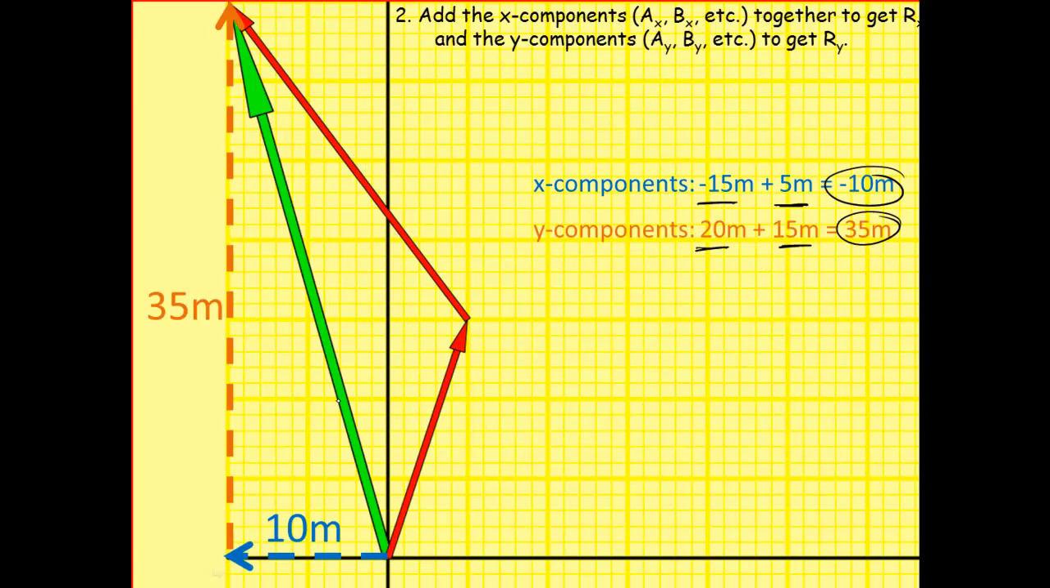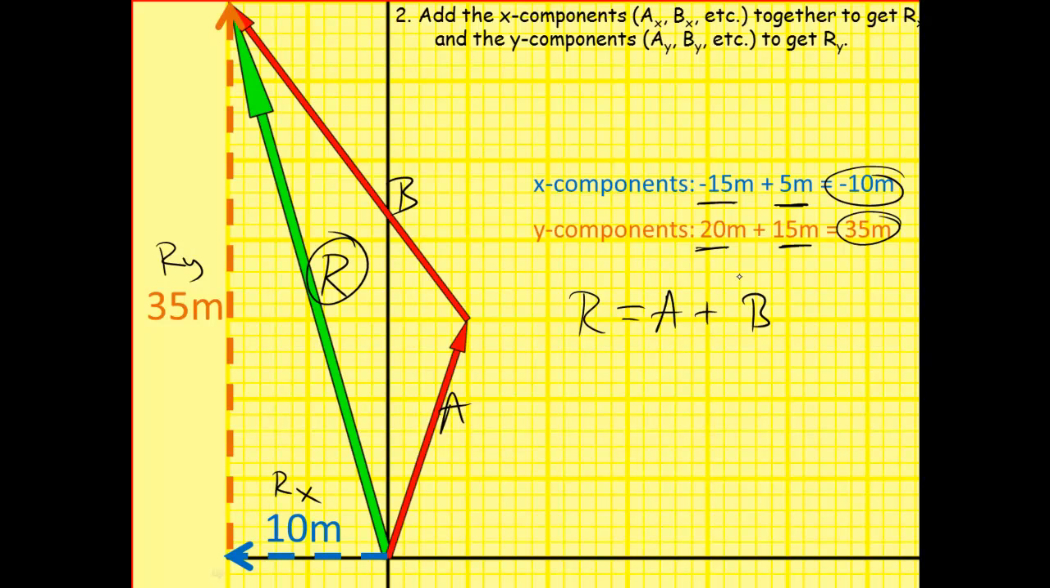Now, those two components make what we call our resultant vector. They become R sub y and R sub x. This R is technically our answer. That's our resultant vector, because remember we said R is equal to A plus B. So this is the vector we're actually looking for. If we find the values for R, then we're done with this problem.